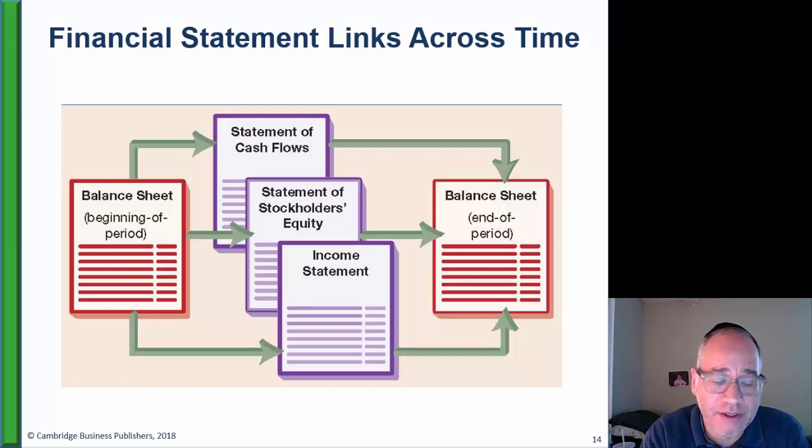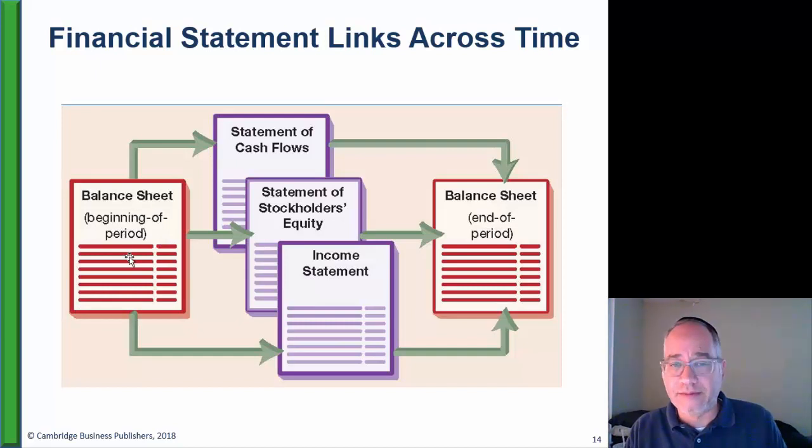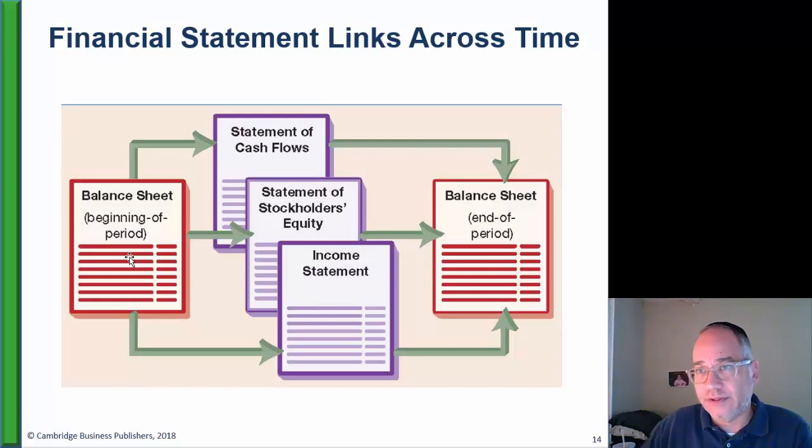Basically, there are 4 financial statements: the balance sheet, the statement of cash flows, the statement of stockholders' equity, and the income statement. And basically, the way these work is that the balance sheet provides you a portrait of the company at a fixed point in time, usually the end of the last year, which would be the same as the beginning of this year, December 31st, stroke of midnight.